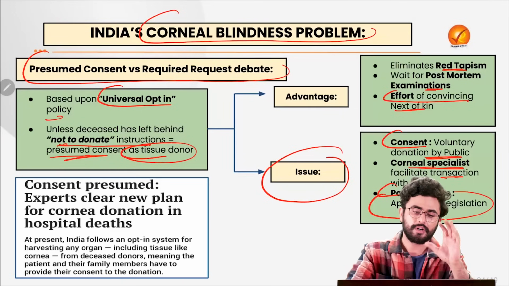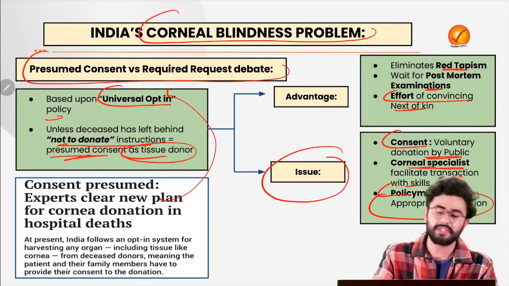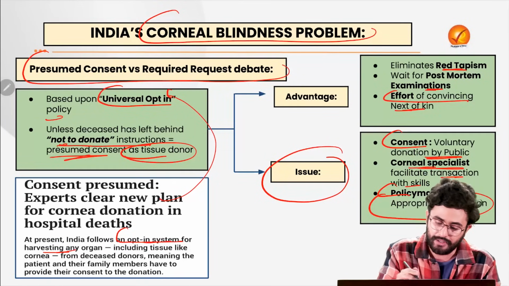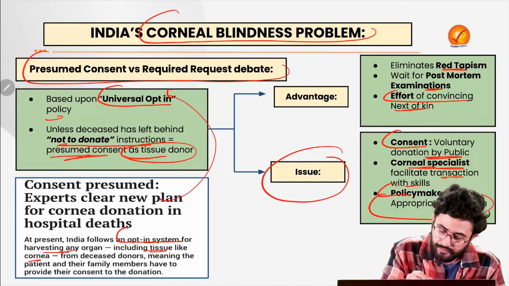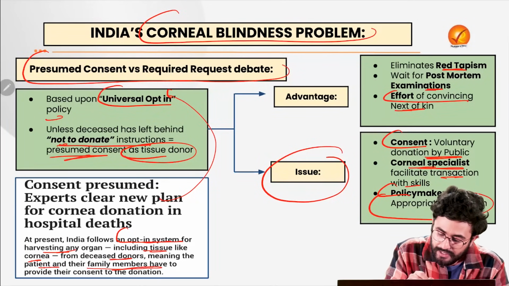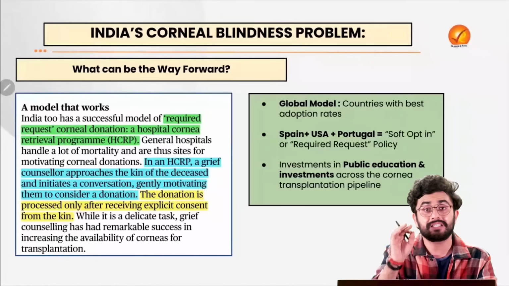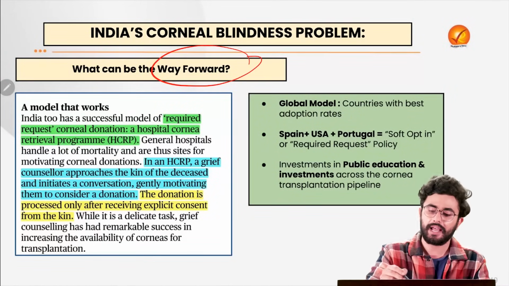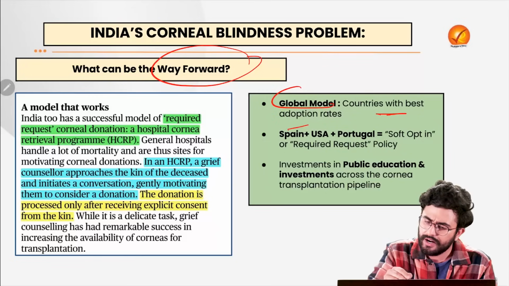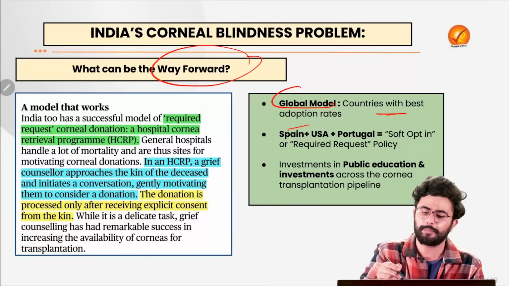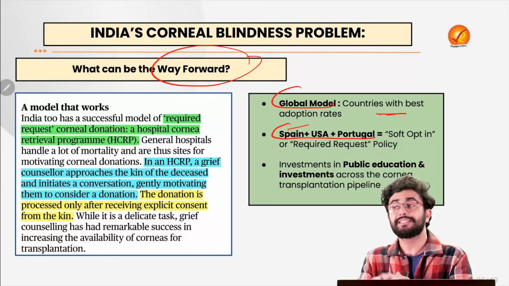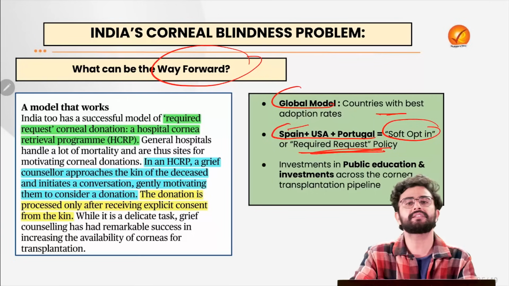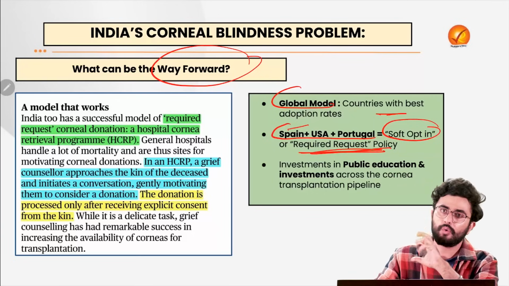Now, several experts have been vouching for presumed consent, because currently India follows an opt-in system for harvesting any organ, including tissue like cornea, from a deceased donor, meaning the patient and their family members have to provide consent to such donation. The article suggests the ideal way forward can be to adopt the global model, where countries with the best adoption rate, such as Spain, USA and Portugal, focus on a soft opt-in or required request policy. What is this soft opt-in or required request policy?